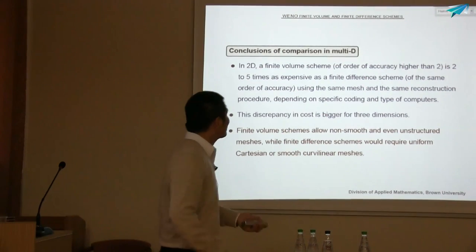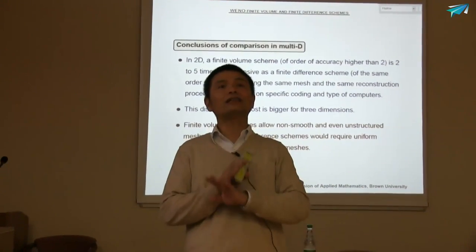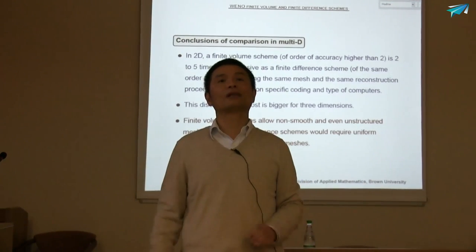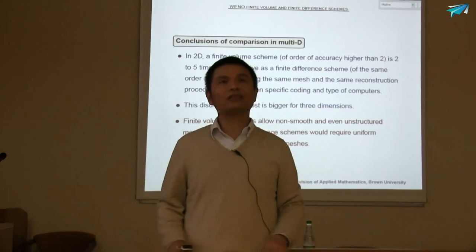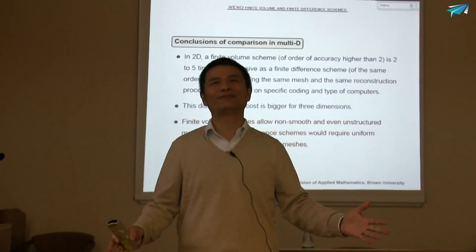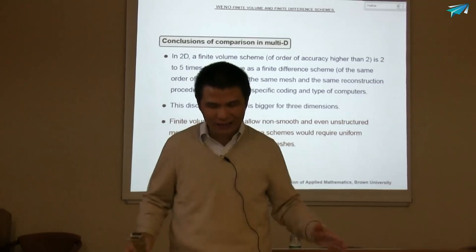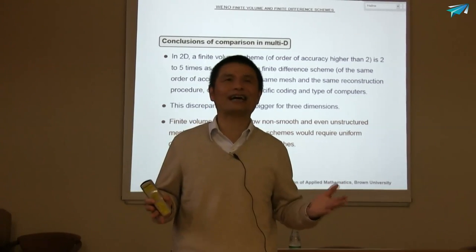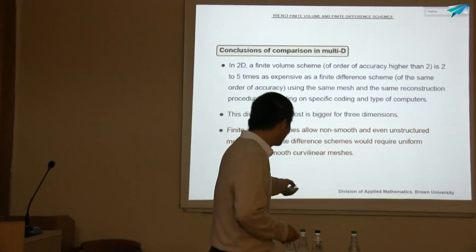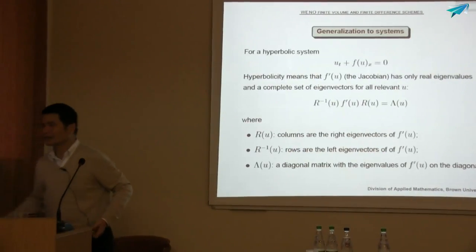The positive side of finite volume is that it does not need a uniform mesh. It does not even need a Cartesian mesh. So you can actually construct finite volume schemes on unstructured mesh. So this is the good part of finite volume, but the cost is really big. And also on unstructured mesh, the finite volume schemes look very complicated, so it's not easy to code. But at least you can do that. So that's the advantage, and this is the disadvantage. Of course, for finite difference, it goes the other way around.